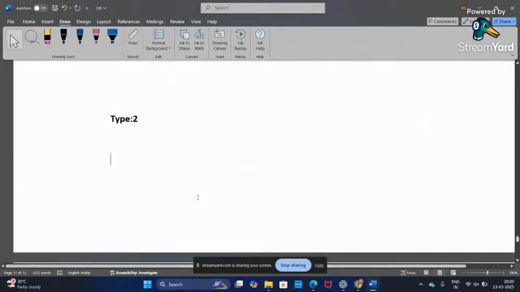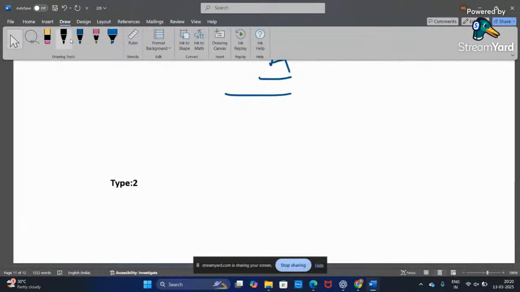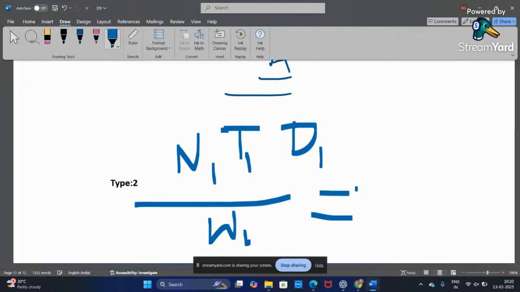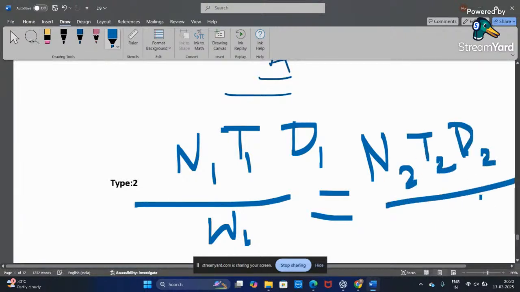This is type 1. In type 2, we have one formula: N1, T1, D1 divided by W1. This is the only formula we need to use in type 2 to solve the problem. It equals N2, T2, D2 divided by W2.